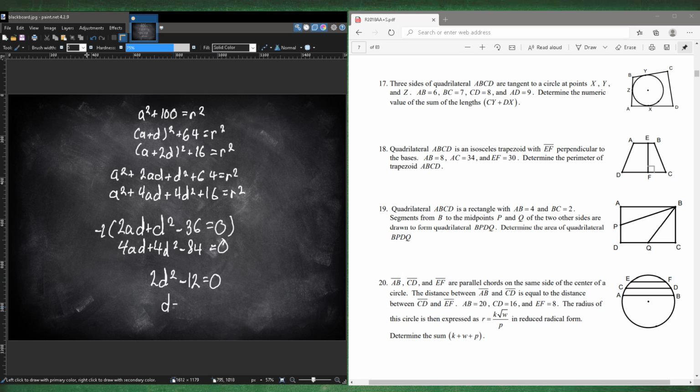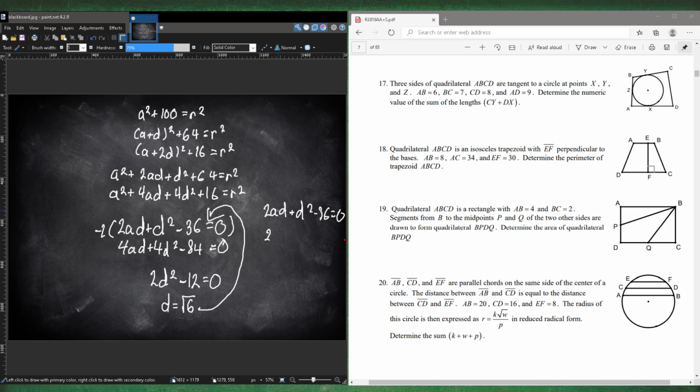So that tells us that 2d squared equals 12. 12 divided by 2 is 6. So d is equal to square root 6. And we got our length for d. And now we could just plug it back into one of these original equations. So let's say this one. We know that 2ad plus d squared minus 36 equals 0. And we know d equals square root 6. So square root 6 squared, that's 6.